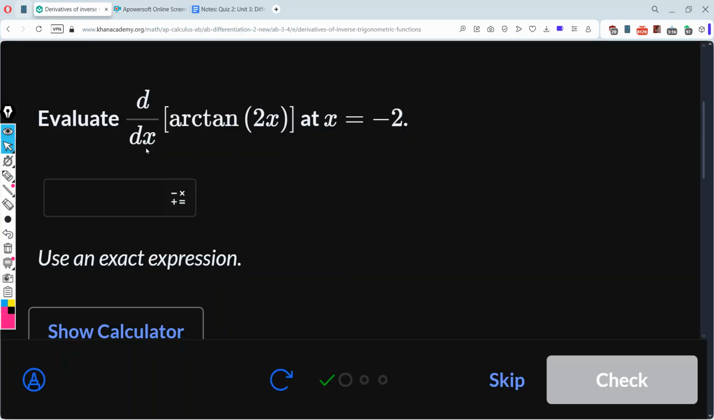All right, so here we want to find the derivative with respect to x of the arctan of 2x and then evaluate it at x equals -2. So you want to find the derivative of this first and then sub in x equals -2. So let's do that.